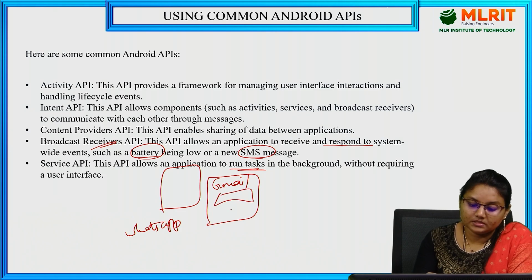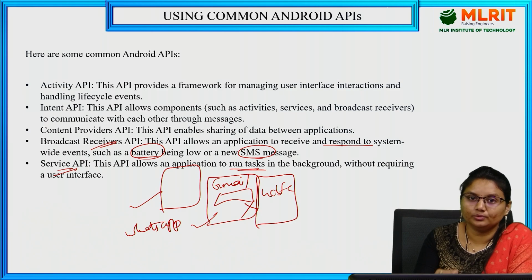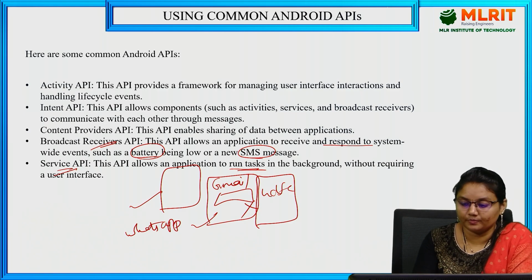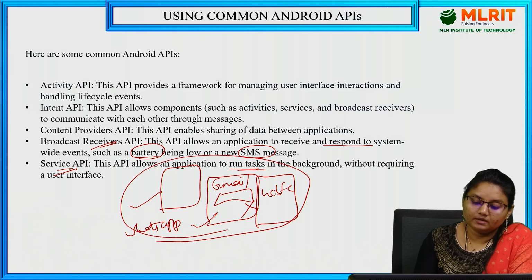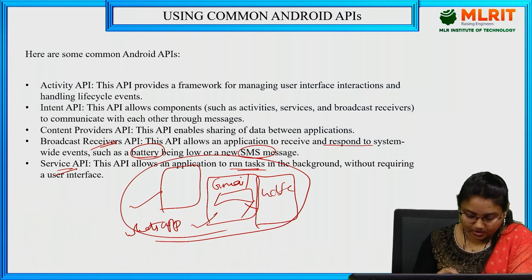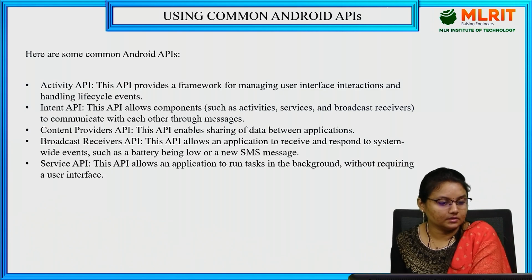Now this is over. Now you want to use some bank application. Go to your bank website, say HDFC. Then what is running in the background? Your Gmail is running in the background, your WhatsApp is running in the background. These are the service API which is allowing an application to run its task in the background, without requiring a user interface. So this all can be run parallelly, one after the other, at the same time. These are a few things that every one of us will be using in our day-to-day lives.